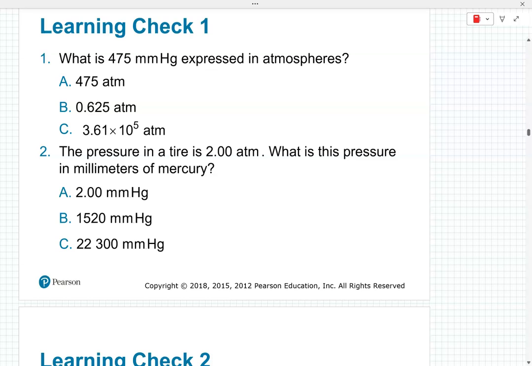So, 475 millimeters of mercury expressed in atmospheres. Okay, hear me out. You don't need a calculator for this. 760 is 1 atmosphere, right? 475, is it less than 760? Yeah. You can calculate it, or you can just kind of wing it on common sense, okay?